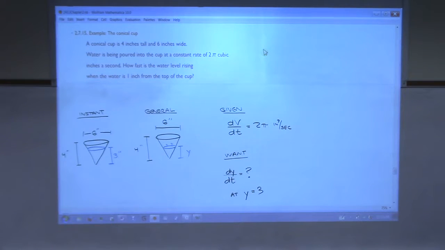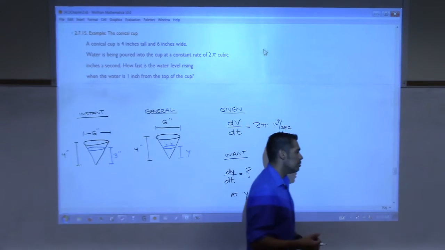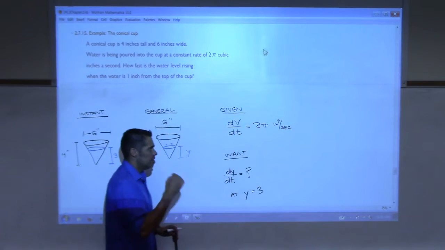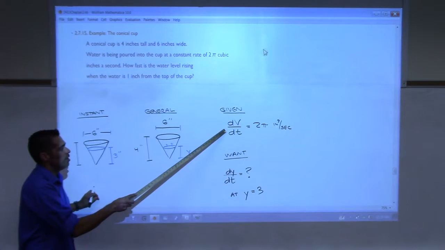Everyone still good? And just to clarify, when you write the d whatever over dt, what is that saying? It's the rate of change of that variable with respect to time. So it's the speed at which that variable is changing at any point in time. In this case, this is constant. It's always changing at the same rate.